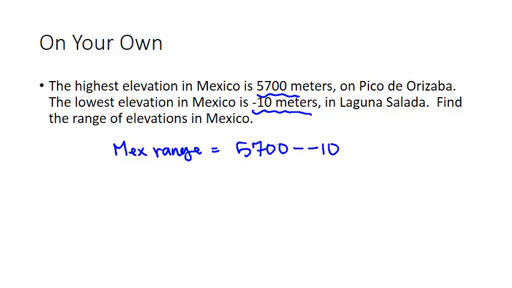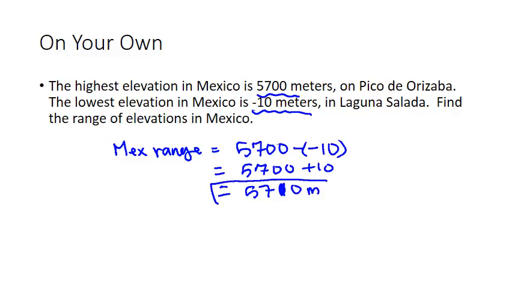So as we look at this, we have 5,700 minus this negative 10. Minusing a negative number is going to be the same as adding, so it's 5,700 plus 10, and that's going to be equal to 5,710. And so 5,710 meters is going to be the range in Mexico's elevation.